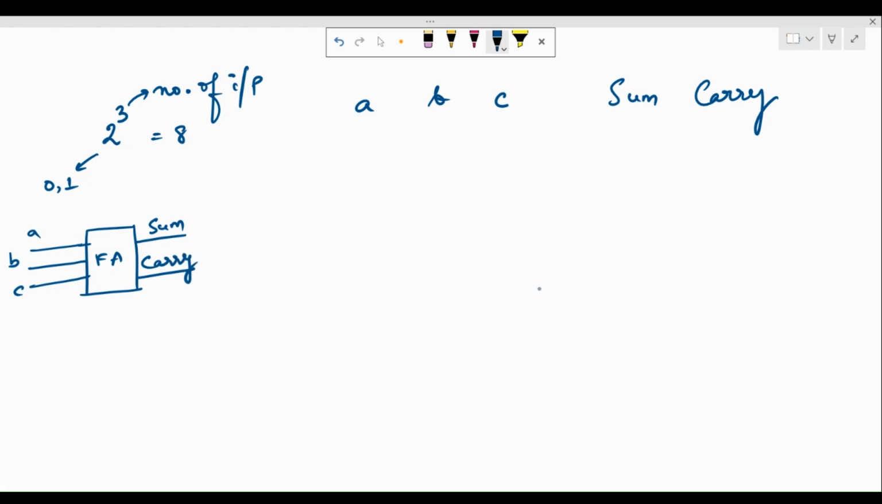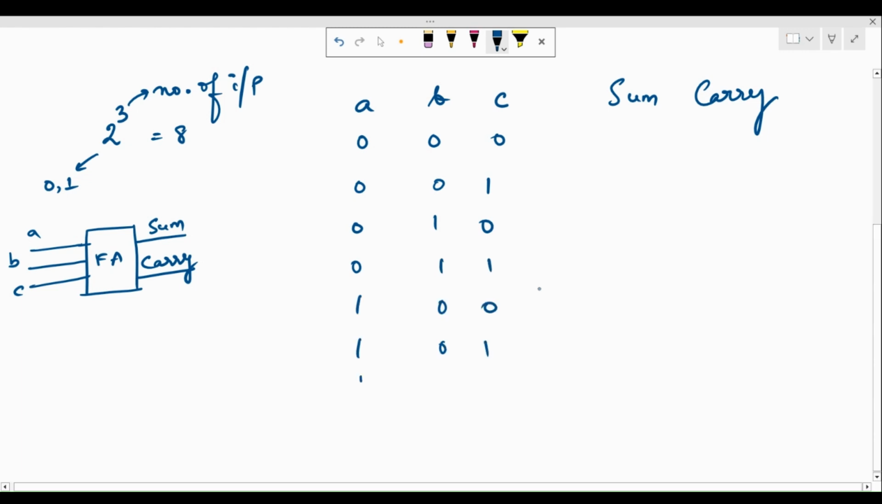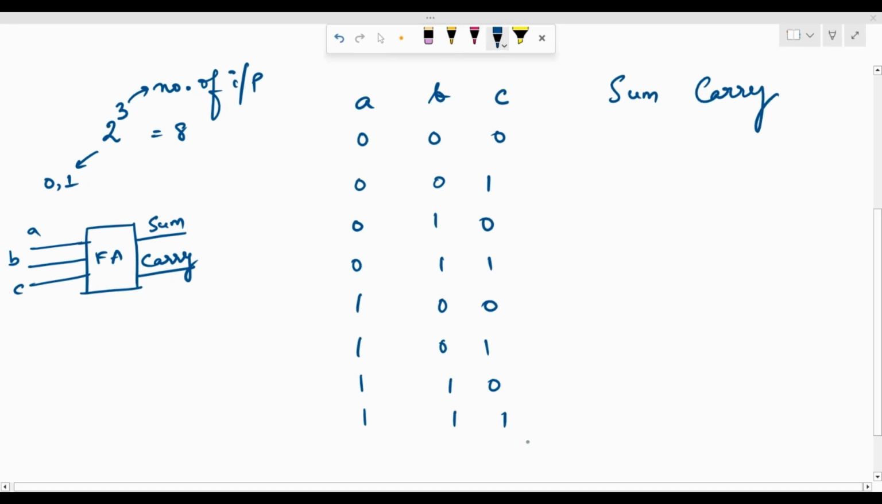Writing out the truth table, we have to write out all of the 8 possible combinations, 0 to 7. The sum is going to be nothing but A plus B plus C, and whatever carry comes out of this addition will be put into the carry bit. We have to remember that the sum bit is also just 1 bit wide, and the carry bit is also 1 bit wide.